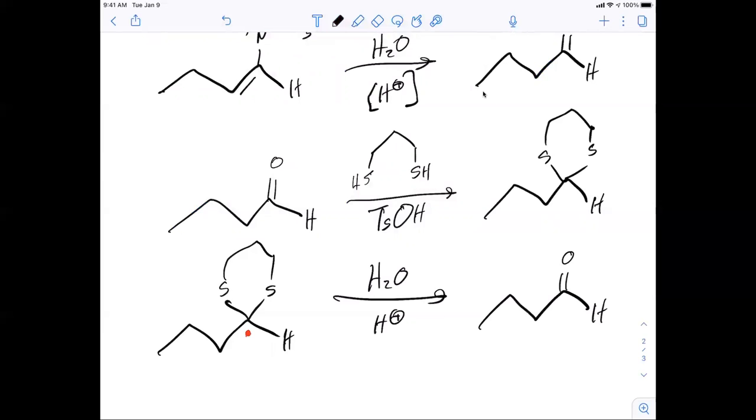So several people had issues with this. Again, we went over the mechanisms quite a bit, lots of times, right? And what the mechanism is, it's reversible. So you can drive the reaction forward with one reagent, you can drive that reaction backwards with another reagent.